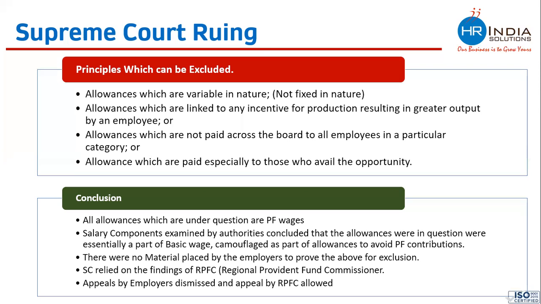Third, corporates were not able to prove why they have bifurcated or brought in these allowances. What was the purpose of bringing in these allowances? Why not pay the entire amount as basic wages? So this was the case. This is the case in detail.